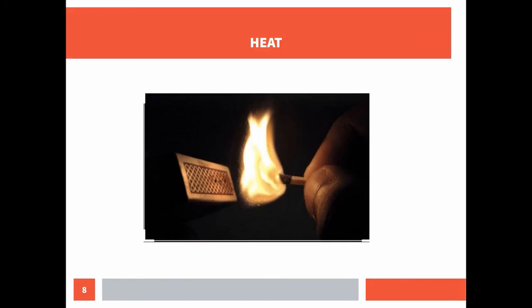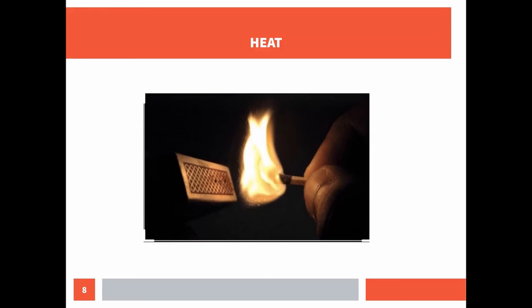Now the third criterion, that is heat. Why is heat needed for combustion? Before we talk about it, let's think of some simple scenarios. So think of a matchstick. How does a matchstick catch fire? Does the matchstick catch fire on its own? No, we need to put in some effort. What do we do? We have to strike a matchstick against the rough surface of a matchbox. So only when we do that, it catches fire.